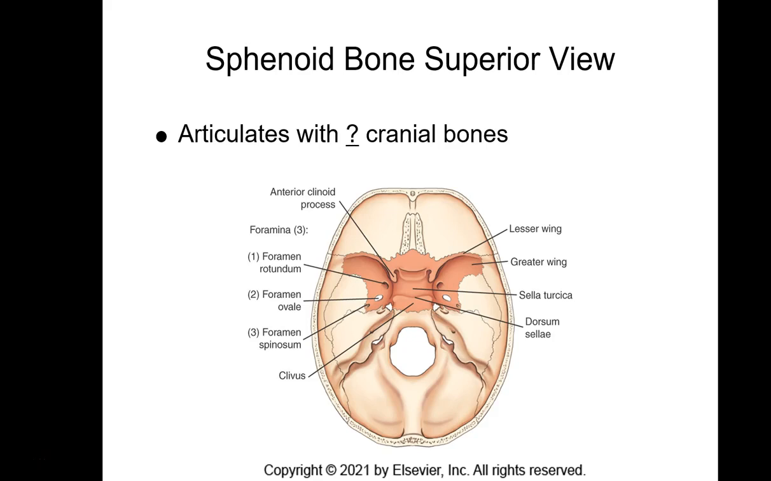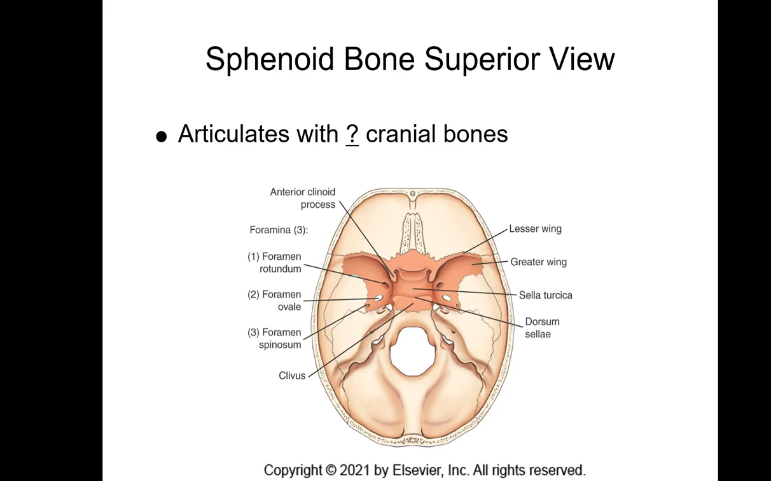The clivus. The clivus is a shallow depression that begins on the posterior and inferior aspect of the dorsum sellae, and it actually extends all the way to the foramen magnum at the base of the occipital bone. So again, if I can find my mouse, here is the clivus, and it kind of runs all the way to the foramen magnum.